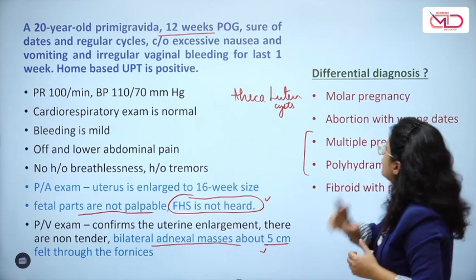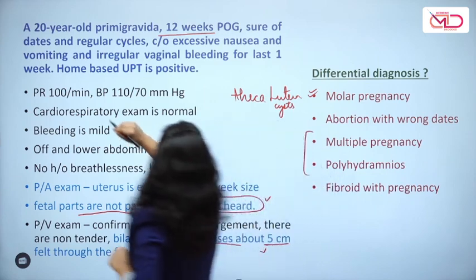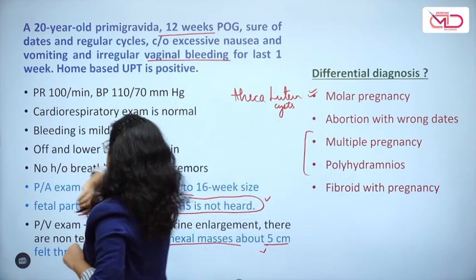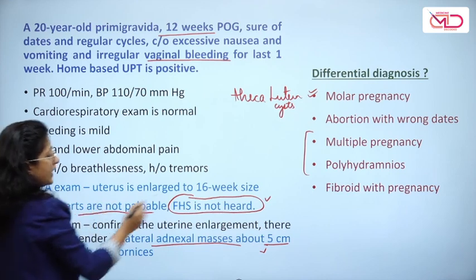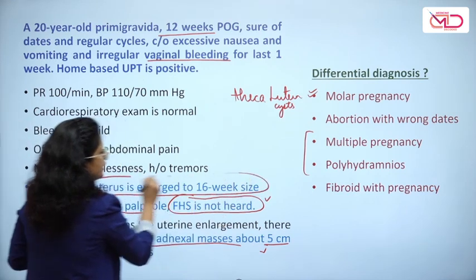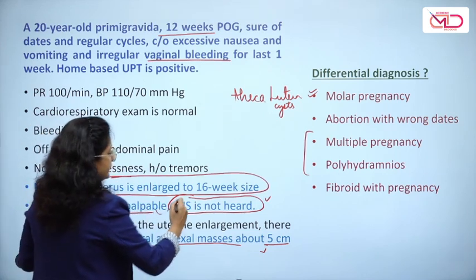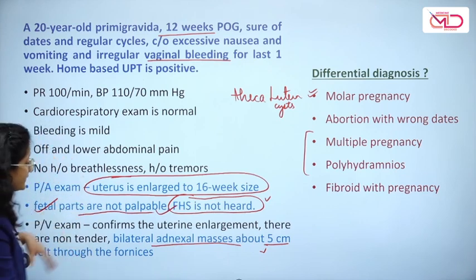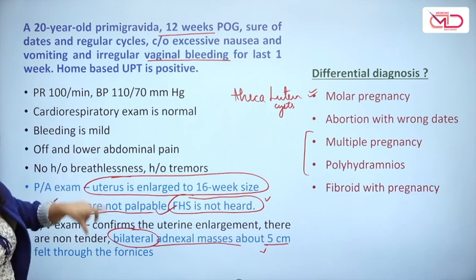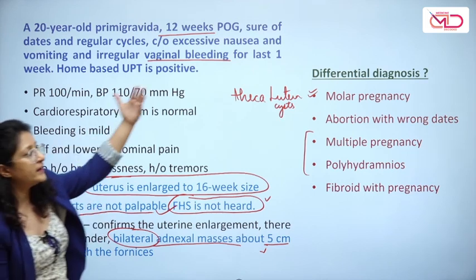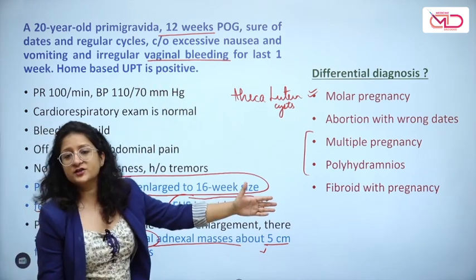the points which are going in favor of a molar pregnancy are bleeding as the most common clinical presentation, right? Other than that, there is also a uterus that is enlarged more than the period of gestation. The fetal heart rates are not palpable, fetal heart sound is not heard. The fact that there are bilateral adnexal masses which could be theca luteins, all these factors are going in favor of molar pregnancy there. So all of these are differential diagnosis.